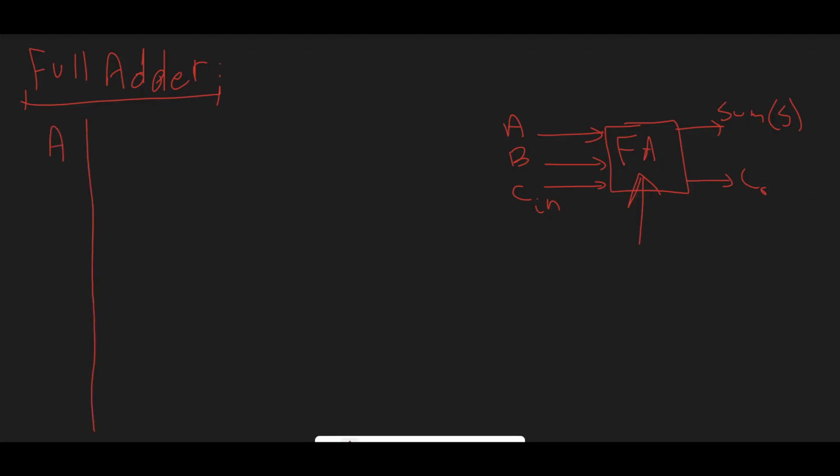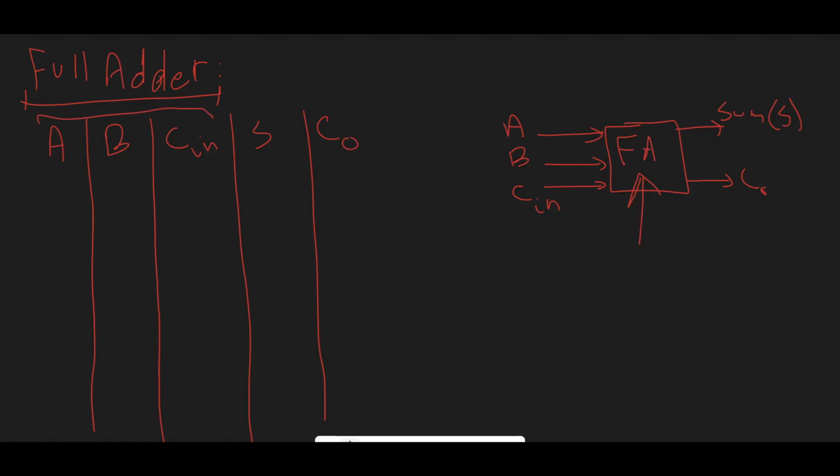A truth table will contain three inputs A, B, and Cn, and it will produce two outputs which are the sum and the carry out. Since we have three inputs, the number of possible combinations of inputs is 2 to the power 3, which will be 8 possible combinations. So let's start listing them: 0, 0, 0, or 0, 0, 1, 0, 1, 0, 1, 0, 0, 0, 1, 1, 1, 0, 1, 1, 1, 0, and lastly 1, 1, 1.